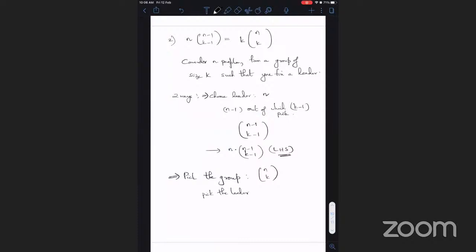So now you have a group of size k. And from that group, you can pick the leader in k ways. So that is just this. It is the RHS. So you have done the counting for the same problem, but in two different ways. So LHS should be equal to the RHS. So that's the identity. So this is the proof. I hope the intuition and the proof is clear.